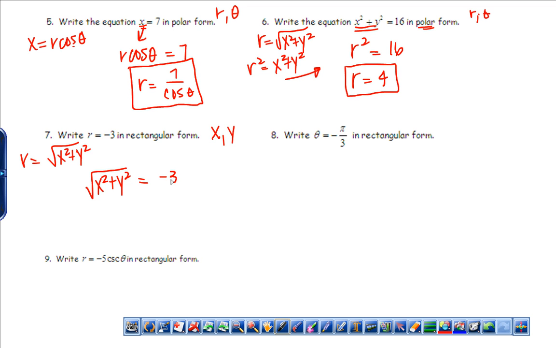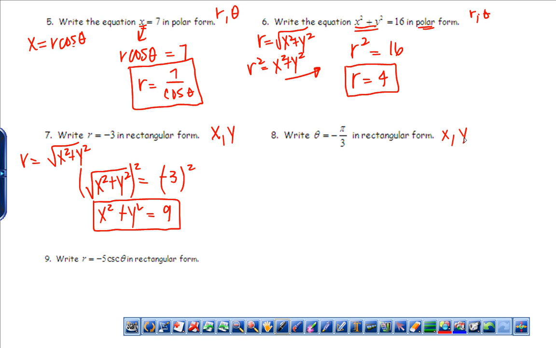Okay, how about we square everything? So I'm going to square this, and I'm going to square this. That gives me x squared plus y squared, and that's equal to 9. And you can leave it just like that, and you can be done. You don't have to solve for y. It's just getting rid of your r's and your thetas. Okay, again, I want x's and y's.